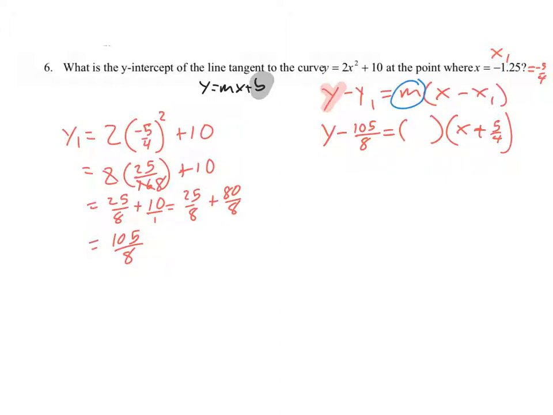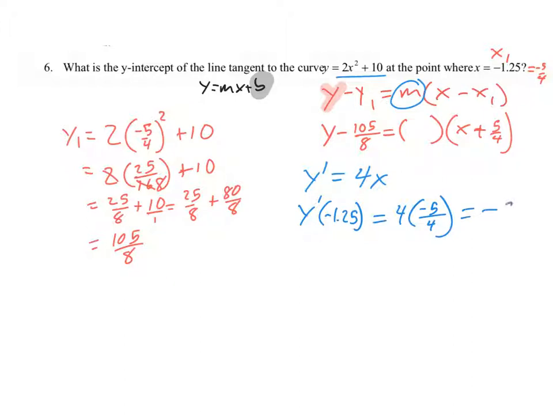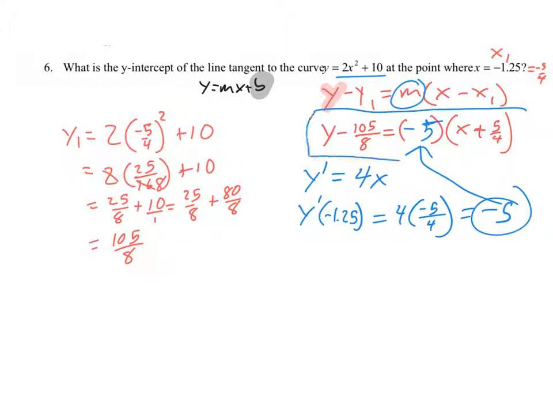Well, it's going to be the derivative at that point. So let's first find the derivative equation. It would simply be 4x. Use the power rule, right? That just becomes 4x. So what's the derivative at negative 1.25 or negative 5/4? Well, it's just negative 5. So that means we can just take that negative 5 and plug it in for our slope. And so now we have the tangent line equation, and all we need to know is the y-intercept.